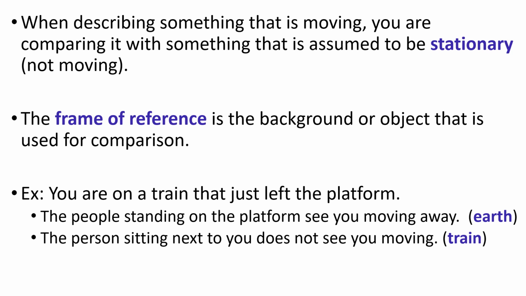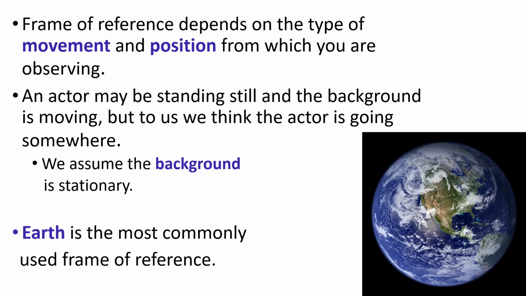of an object. Example, you are on a train that just left the platform. The people standing on the platform see you moving away, so your reference point is the earth, and the person sitting next to you does not see you moving, and your frame of reference is the train. Frame of reference depends on the type of movement and position from which you are observing.